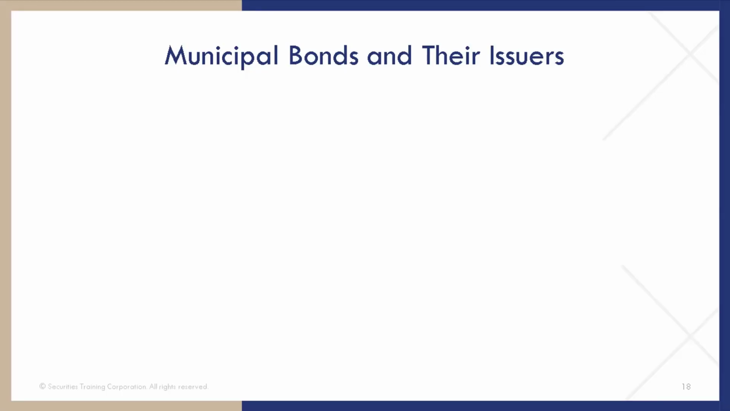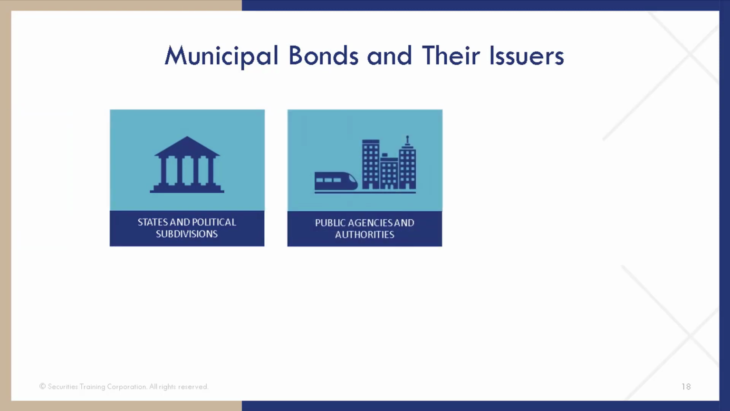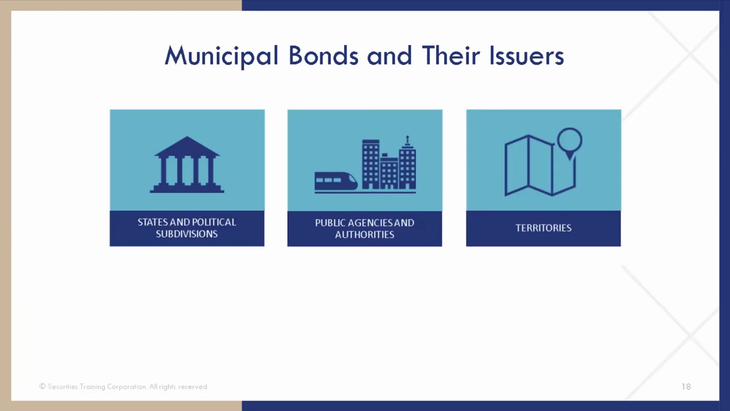Now let's turn our attention to municipal bonds and who issues municipal bonds. Well, municipal bonds are issued by states and political subdivisions. They're issued by public agencies and authorities that are created by the municipalities, and they're issued by territories of the United States.